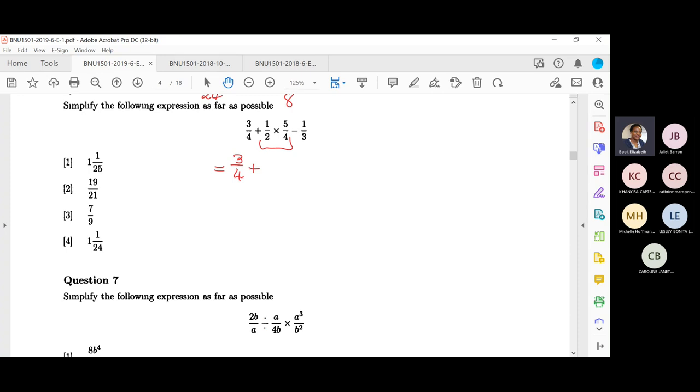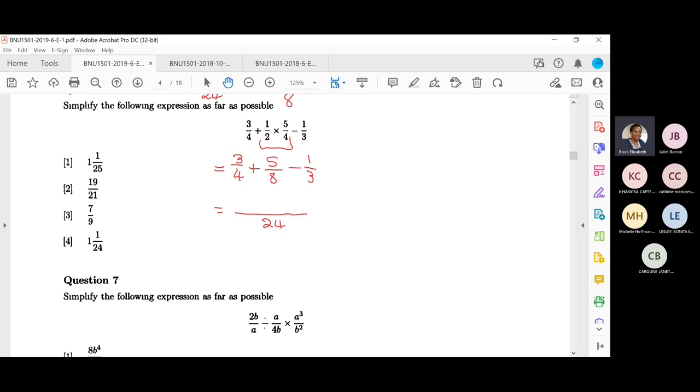How did you solve that? It's 5/8. 1 times 5 is 5 and 2 times 4 is 8. Minus 1/3. What is the next step? Lowest common multiple. Yes, 24. That will be 24. 4 goes how many times into 24?